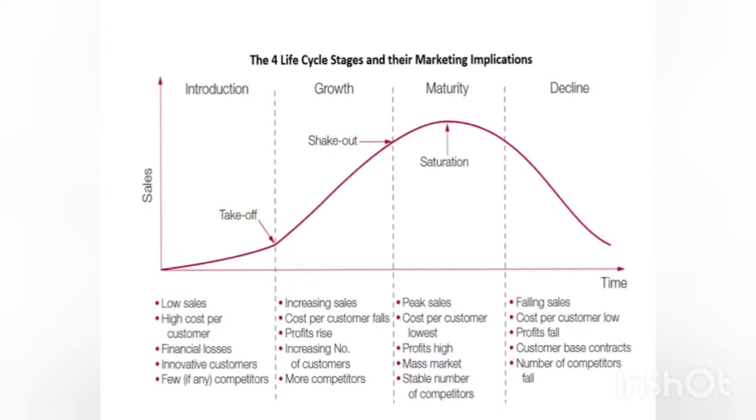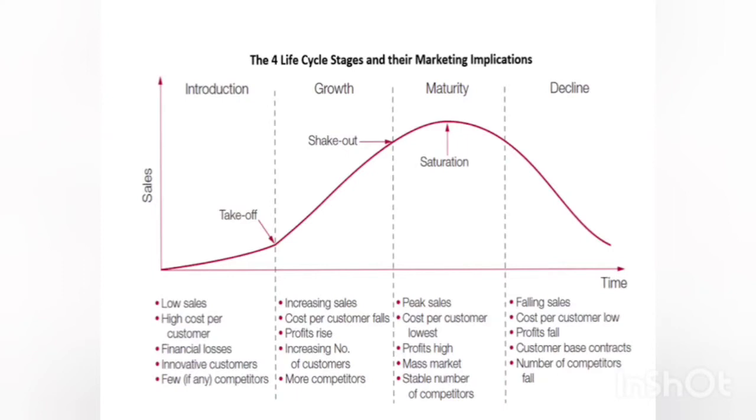The second stage is the growth stage, in which the product sales are increasing. The cost per customer falls. The profits tend to rise. Also, there is an increase in the number of customers and the competitors also tend to increase.